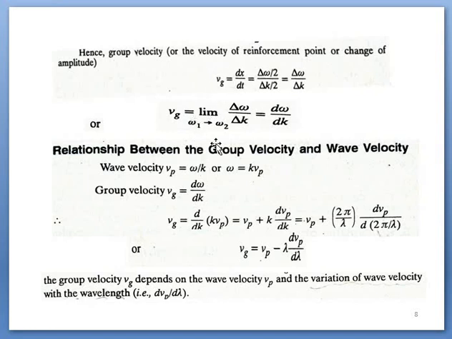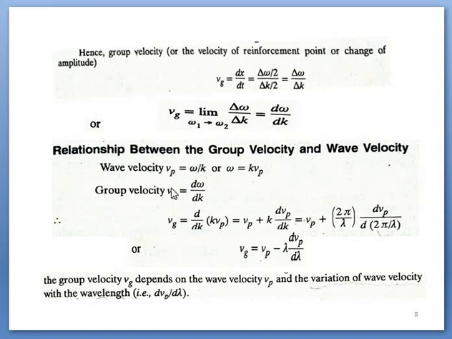And by applying the limit, when omega 1 tends to omega 2, meaning both the angular frequencies try to become equal, then this term will be equal to d omega upon dk. So Vg will be equal to d omega upon dk. Next, we will see what the relation is between Vp and Vg.